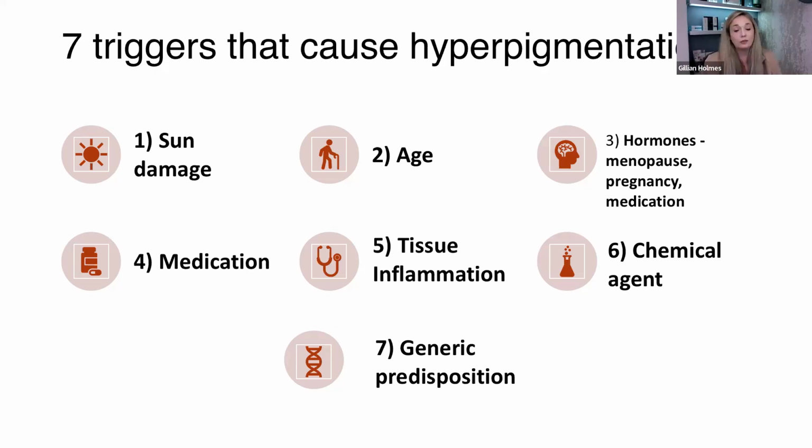And number 7 there, it should say genetic predisposition, but of course, again, we look back to Fitzpatrick skin typing and looking to the parents in terms of determining what type of melanin will be present in the skin and how much of that will determine skin color and skin reaction to certain things.